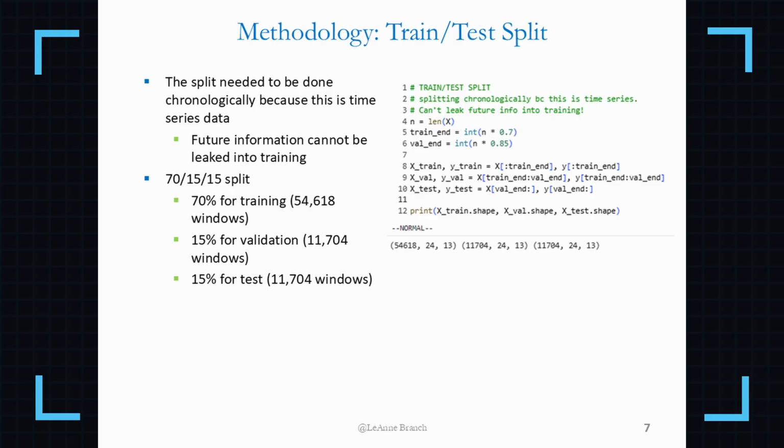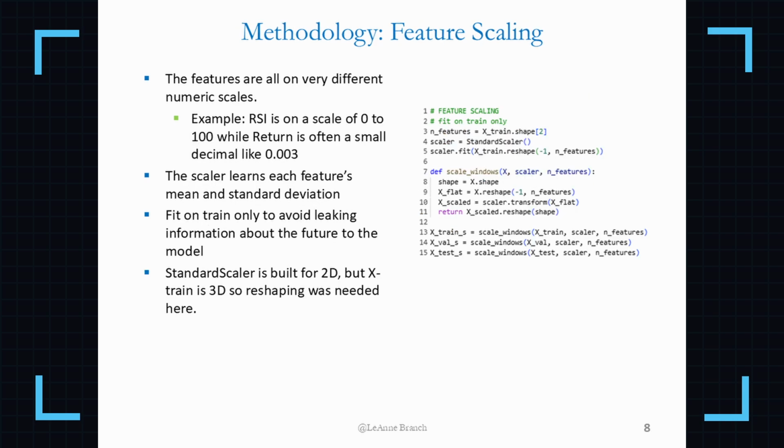Because if you start leaking that into the training, then you automatically know what the price is going to be in the future, and that kind of defeats the whole point of predicting it. So I ended up with a 70-15-15 split. 70% of the windows were used for training, the next 15% for validation, and the final 15% for test. The next part was feature scaling.